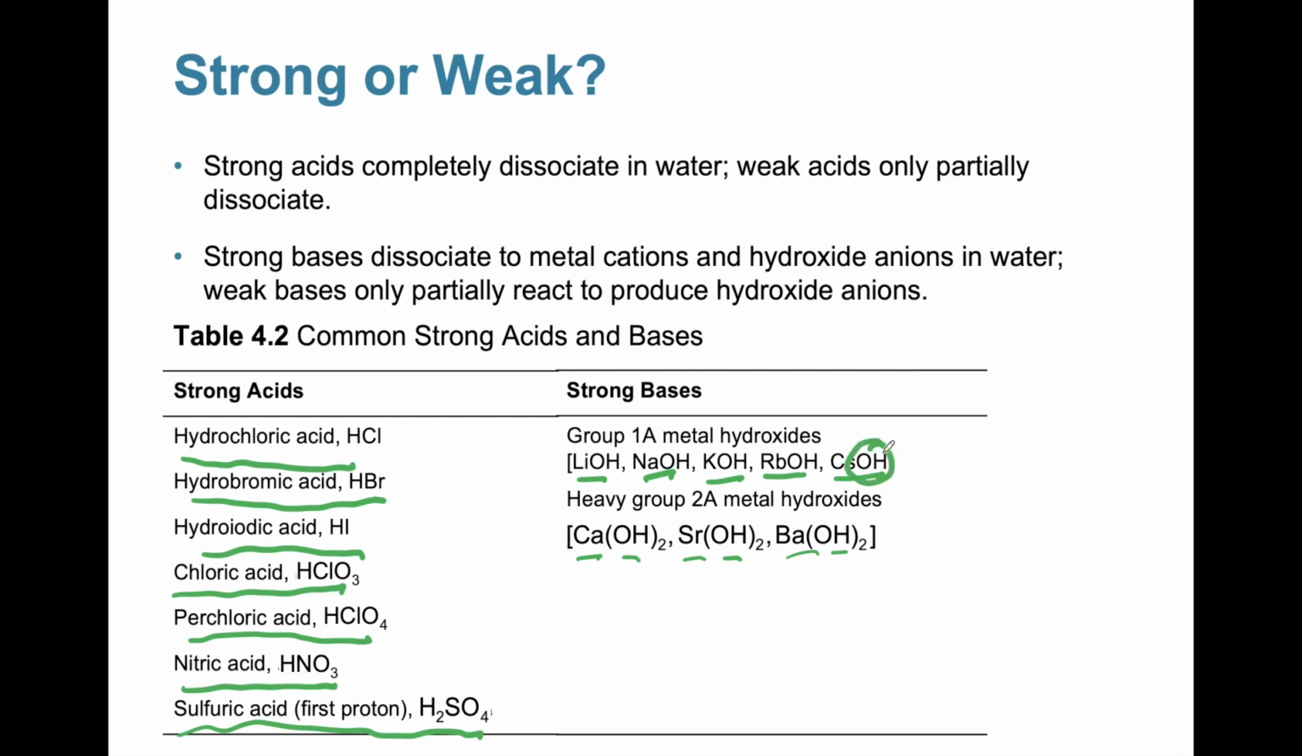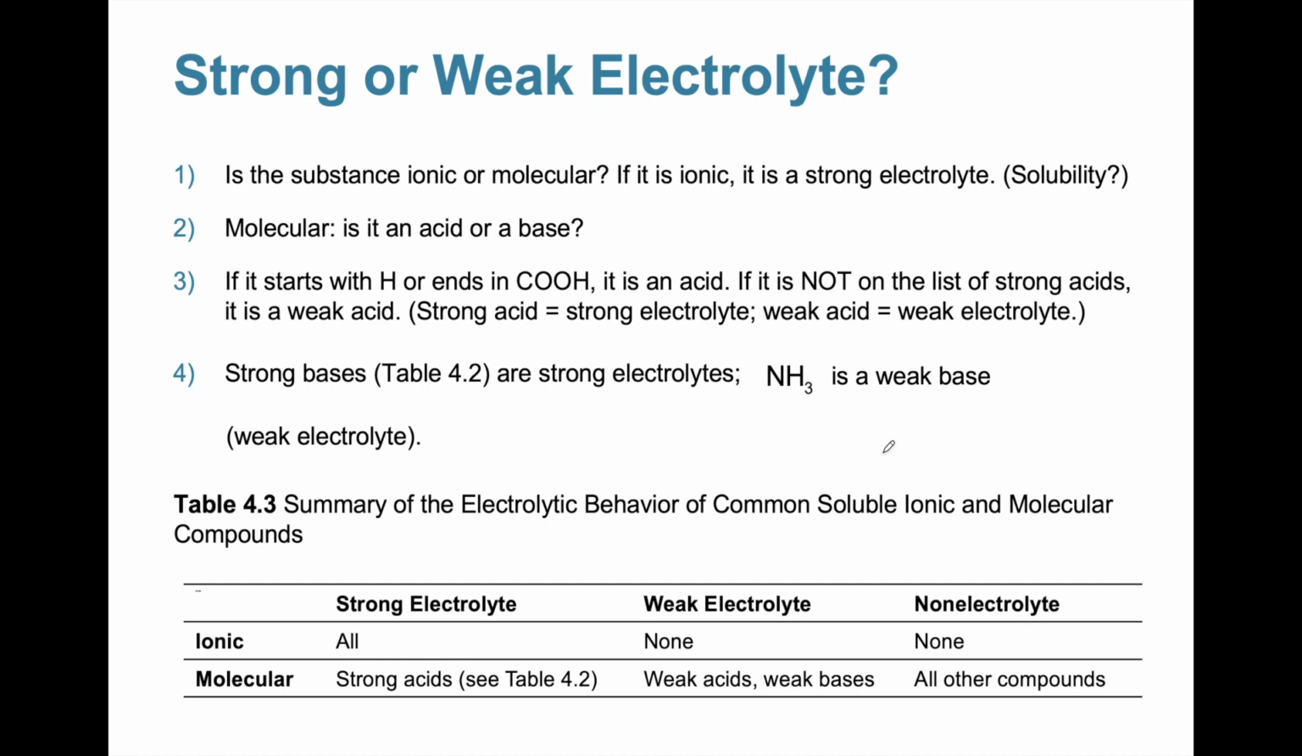So again, like in the previous slide, you can have weaker bases, but the strongest ones are going to be hydroxides, at least in your case right now. You'll learn more about more bases later on in your chemistry careers. So strong or weak electrolyte means basically the same thing as strong or weak acid. A strong acid will also be a strong electrolyte, which means that it dissolves readily in solution and dissociates completely, right?